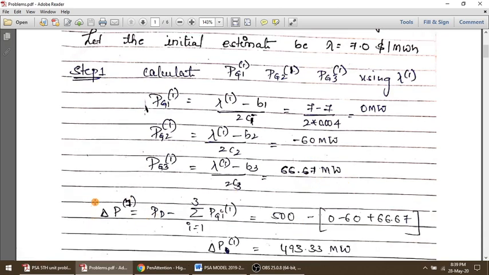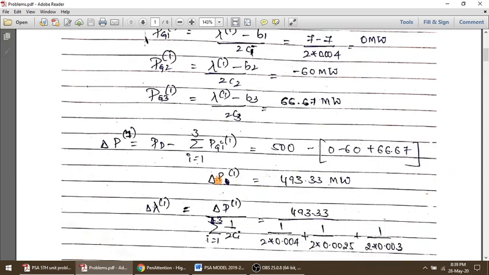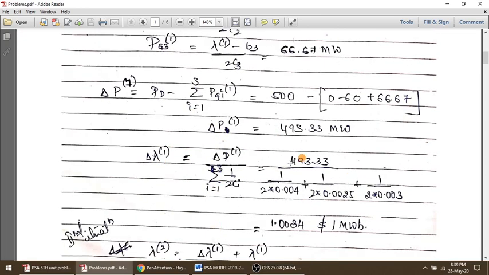Next we will calculate delta P of 1. This is step number 2, calculating delta P of 1 using this expression: PD minus summation i equal to 1 to 3 of PGi of 1. When we substitute, we will get 493.33 megawatt. Using delta P of 1, the third step will be to calculate delta lambda of 1 using this expression. We get delta lambda of 1 equal to this value.